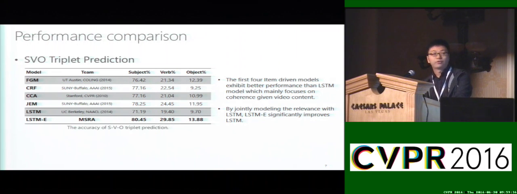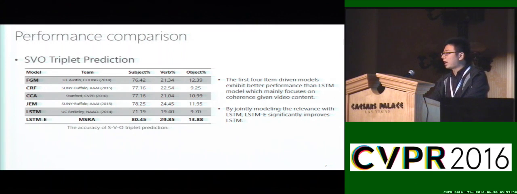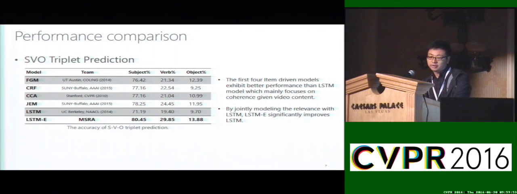So look at this performance table. The first 4 methods are mainly optimized to find the best SVO, which can be seen as the item-driven model, and at last the LSTM and our proposed LSTM-E are both RNN-based models, which can be seen as sentence-driven models. So across the performance, we can say our method can outperform others, and specifically by jointly exploring the coherence and the relevance, our model can lead to a performance boost over LSTM, which only focuses on the coherence here.